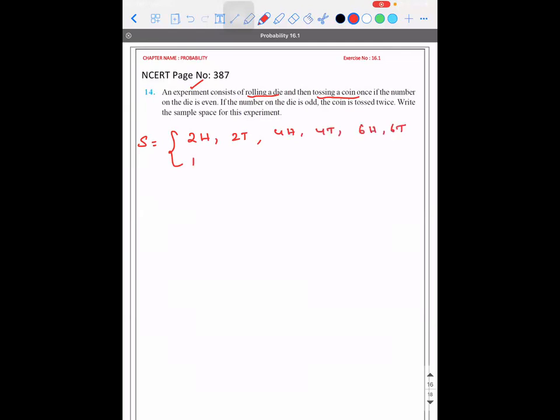If it is 1, then the coin is flipped twice. 1HH, 1HT, 1TH, 1TT. Then 3HH, 3HT, 3TH, 3TT. Then 5HH, 5HT, 5TH, 5TT. Right? So these are all the possible outcomes.